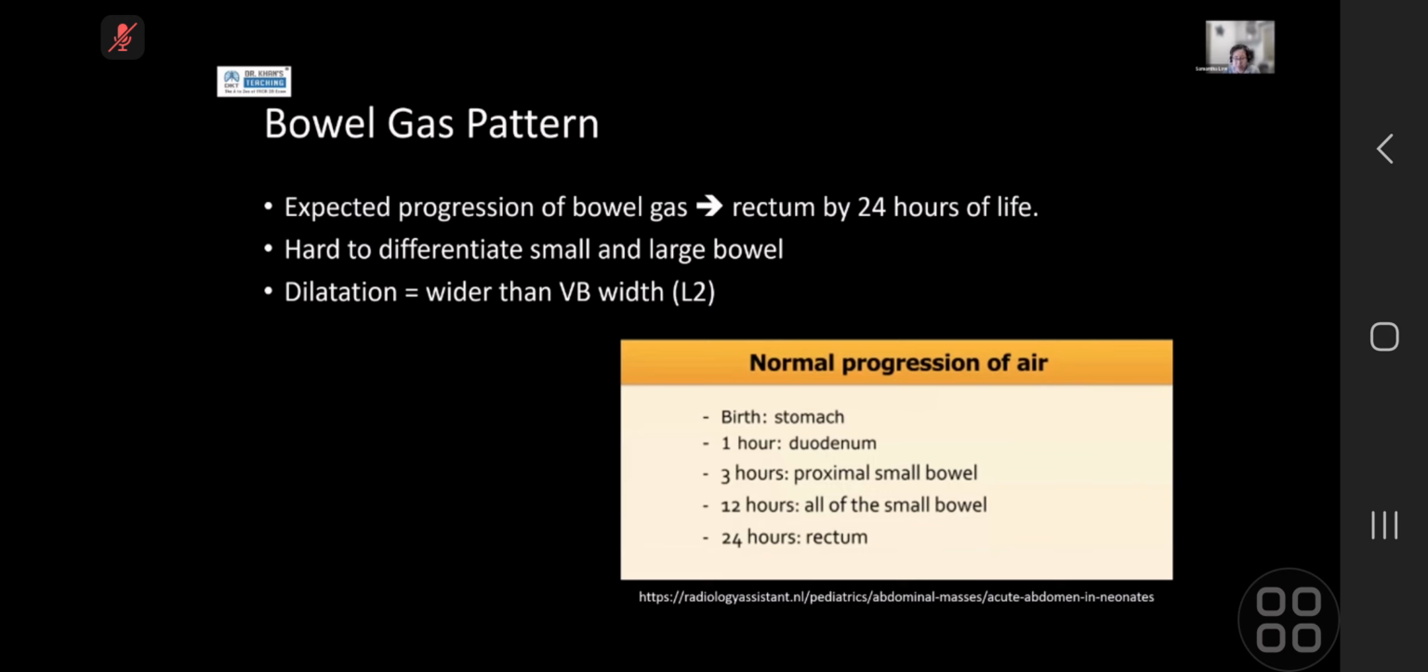It is hard to differentiate in neonatal plain films what is small and large bowel. So we never try to say it. We just tell them where the bowel gas pattern is and how it looks in what distribution. And when you say dilatation, it's always when the bowel diameter is wider than your vertebral body width, normally that of L2. So if it's wider, you say it's dilated. If not, it's just unremarkable.